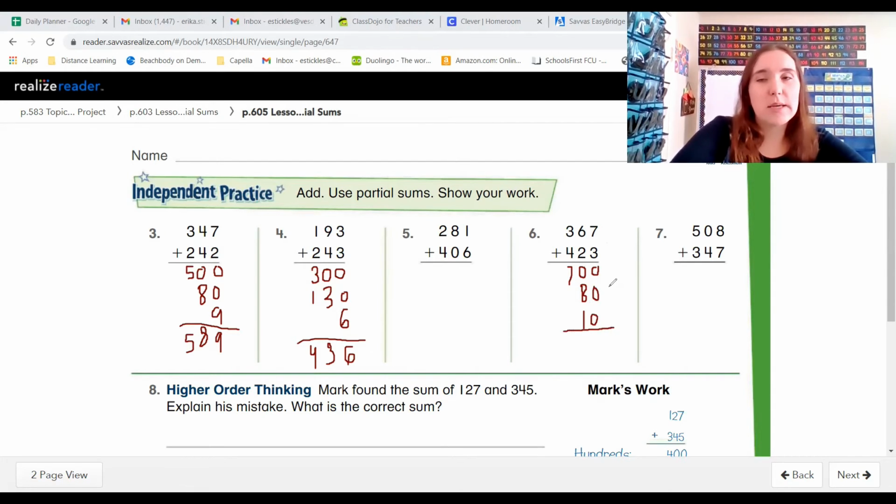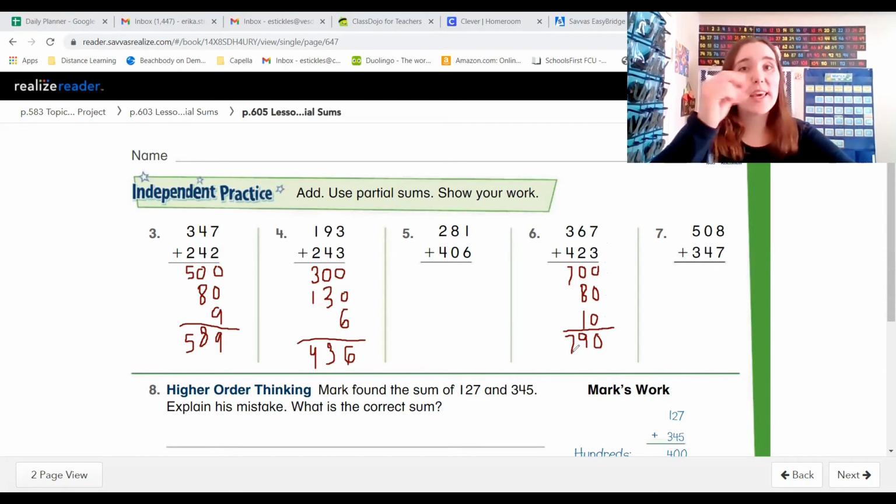Now I'm going to add up my partial sums. 0 plus 0 plus 0 is 0 ones. 8 tens plus 1 ten is 9 tens. And then I just have 7 hundreds. So my answer is 790. Do you see how quick it is? Even though we're adding up such big numbers, we can do these really quickly when we use partial sums.